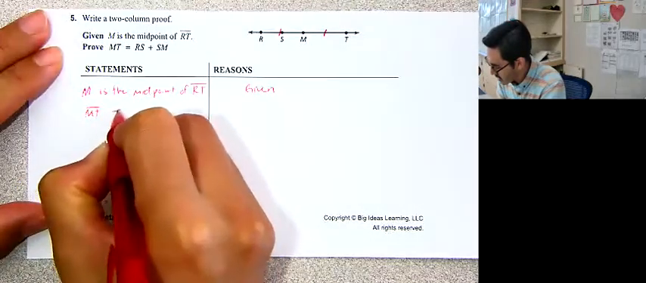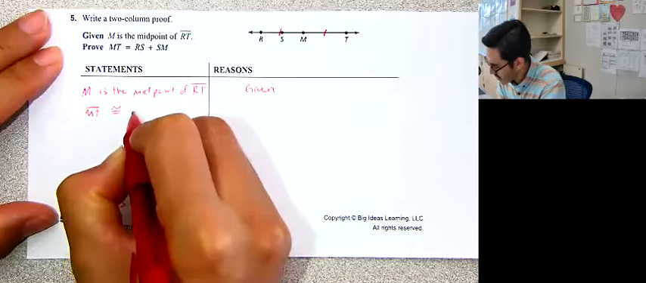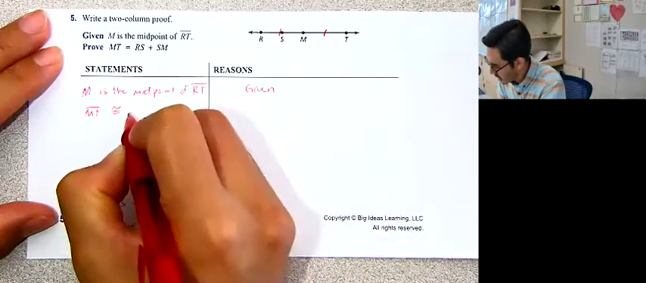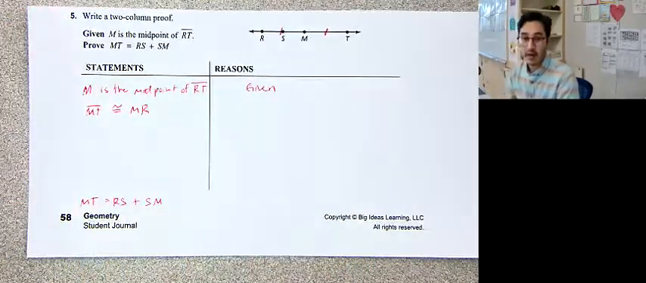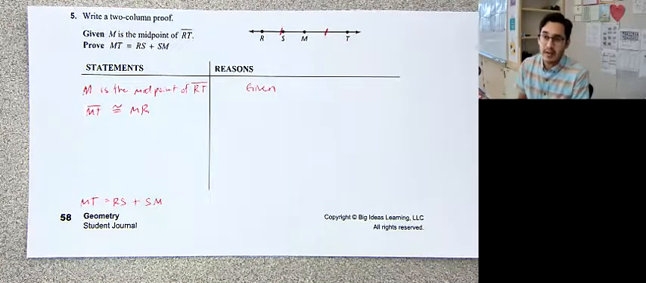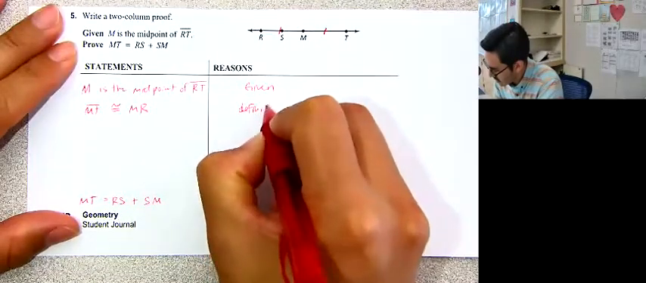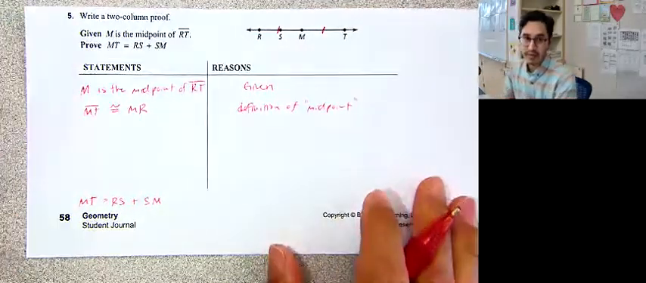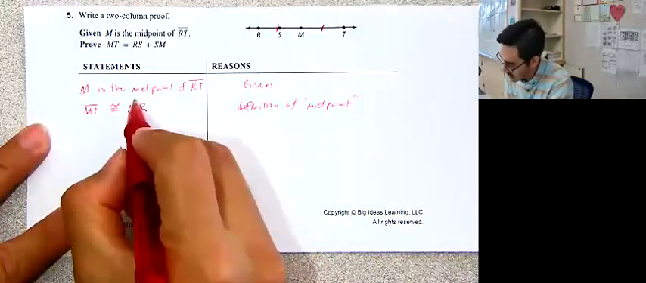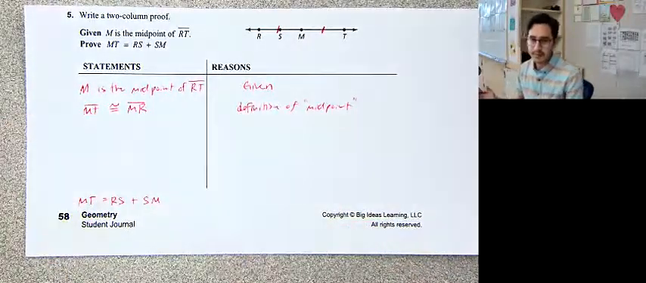Segment MT is congruent to segment MR. And so to make that determination, all I did was I based it off the definition of midpoint. Midpoint, point must be in the middle, therefore the left segment and the right segment should be the same length. So definition of midpoint. All right, so that's my reason. Oh, sorry, I forgot the segment symbol.